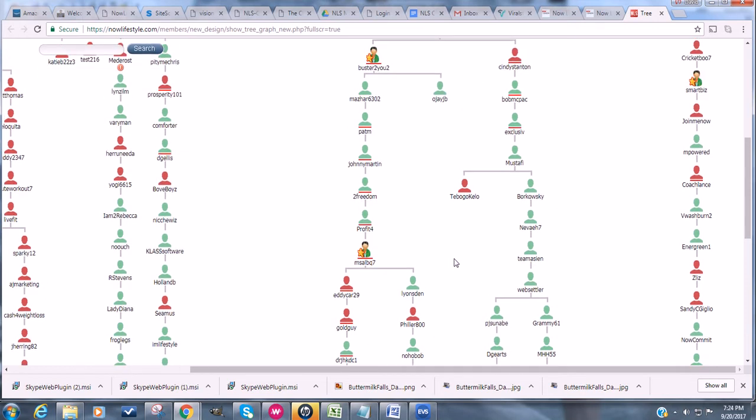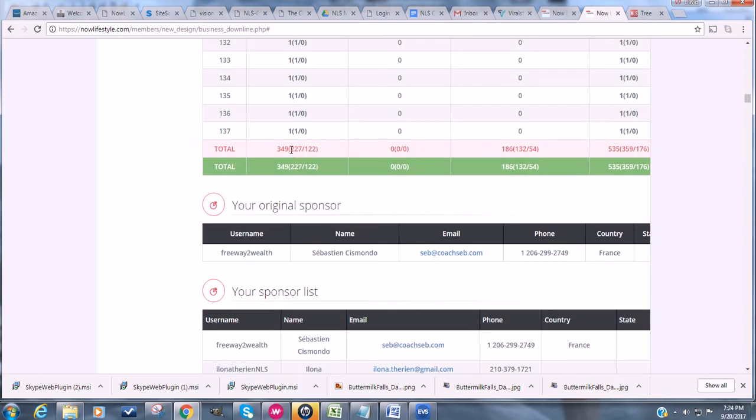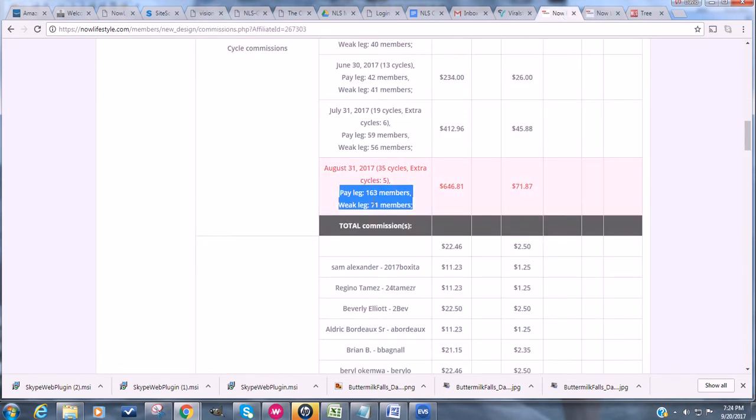Hopefully that makes sense and clears up why there's a differential between the number of cycles and the number of members in the pay leg, 163 versus 71, versus what I see here, 227 and 122. Maybe over time some of those other people will upgrade, and the maximum I could have is 227 and 122. So some of these members might upgrade to the autoresponder, and then my September commissions could be even higher.